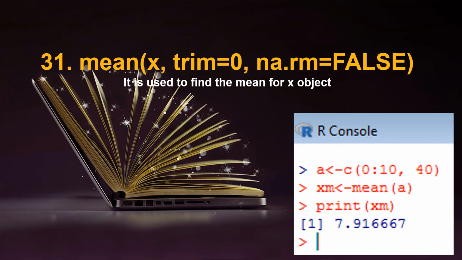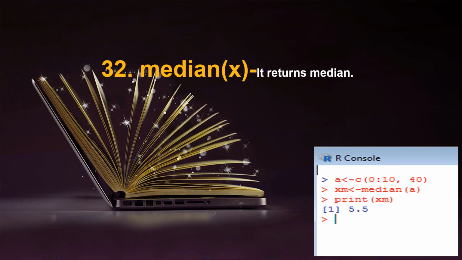The next function is mean function. The job is to calculate the mean of the range. So the value which we pass, it will return the mean. The next function is median function. Again, this is a statistical function. I'm passing the range of 0 to 10 and 40 using the list to A and just printing median of A. So the result is 5.5.